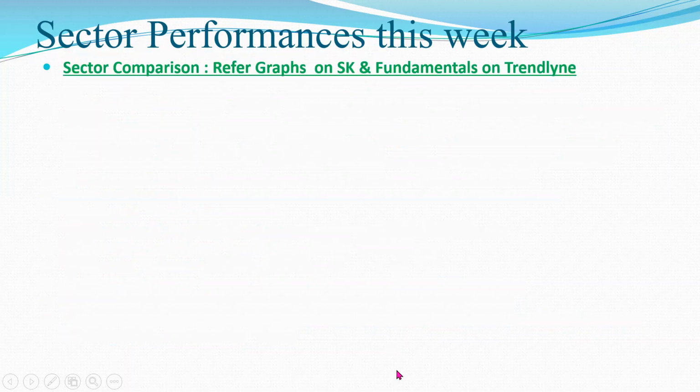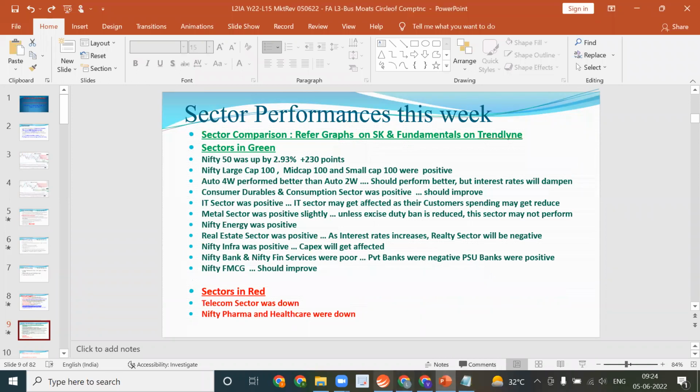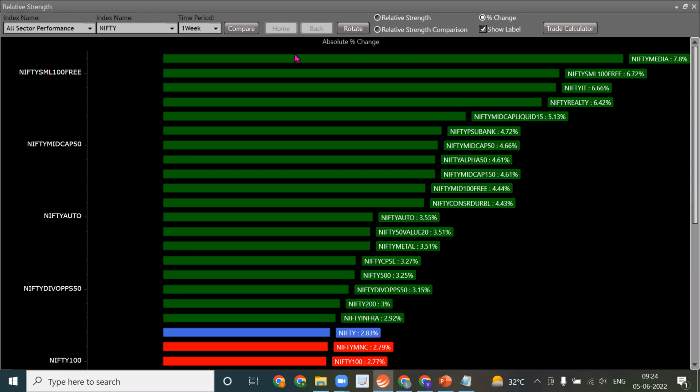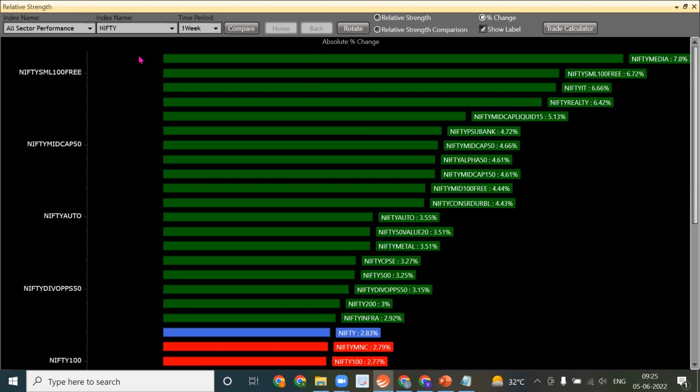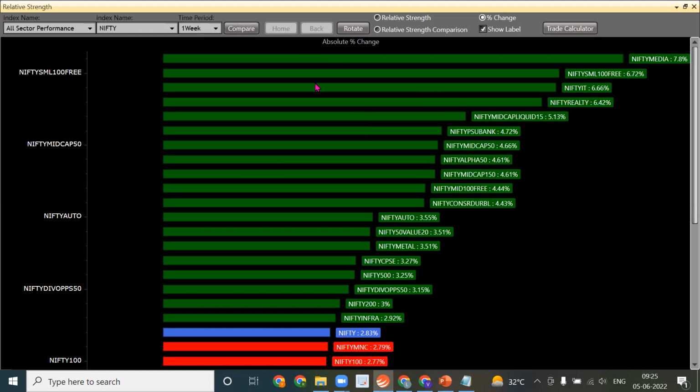Sector performance, let us see some of the graphs. This is the graph on the trend line. I am unable to remove this bar. So you are seeing the 1 week chart on the Nifty.